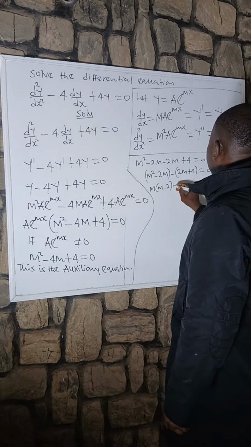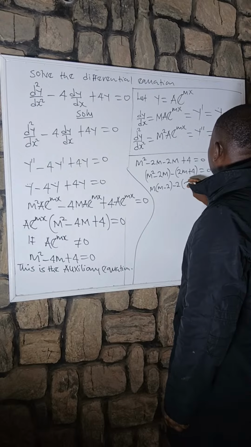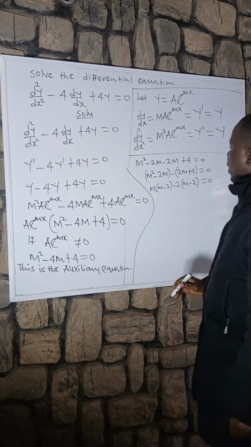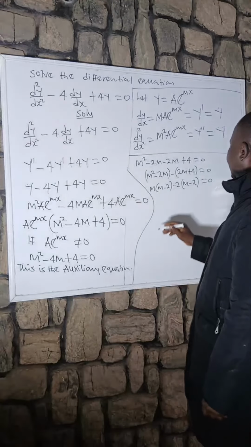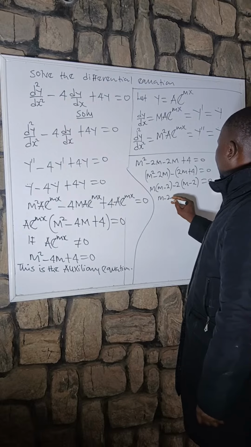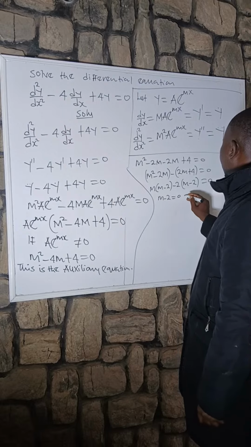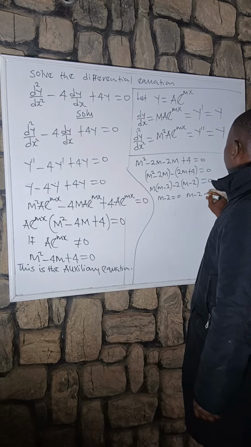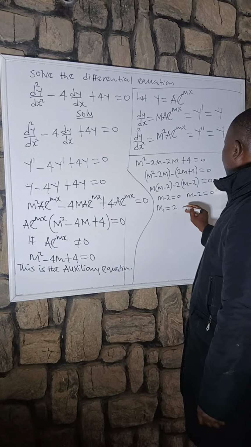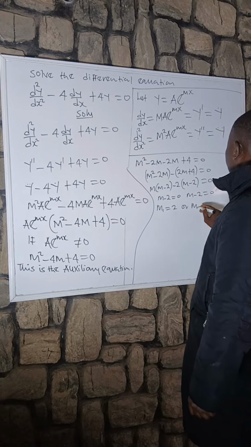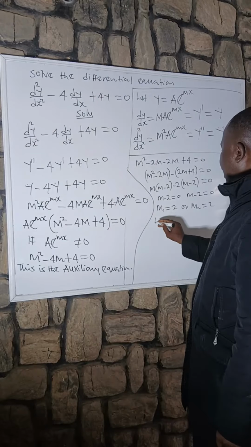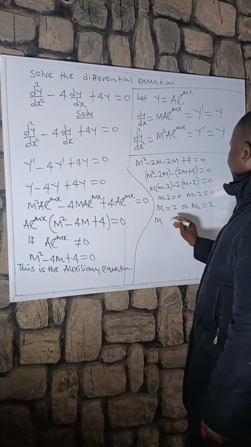Then what is common here? Minus 2. Factor it out. Minus 2. Can you see now? So you can now see that the brackets are the same. So M minus 2 is equal to 0, or M minus 2 is equal to 0. You can now see that our M1 is equal to 2 or M2 is equal to 2. So you can now see that M1 and M2 are all the same.